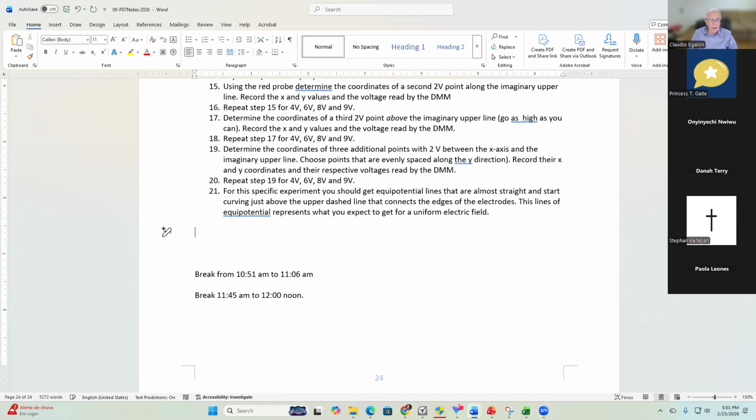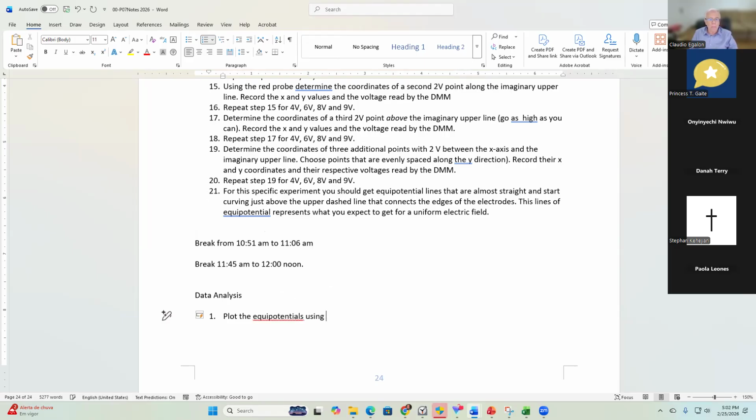Let's see. Equipotential, blah, blah, blah. That's the procedure, right? And that's still part of the procedure. Let's write down data analysis right now. That's what you have to do first. 1, plot the equipotentials using the data in your spreadsheet. And I'm going to walk you through how to do that, okay?